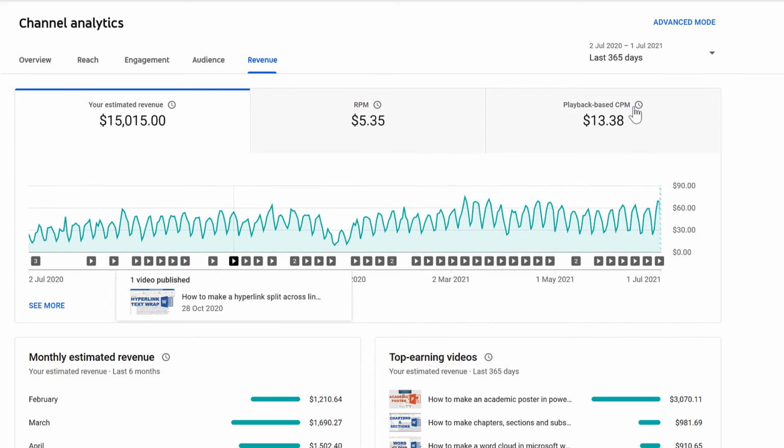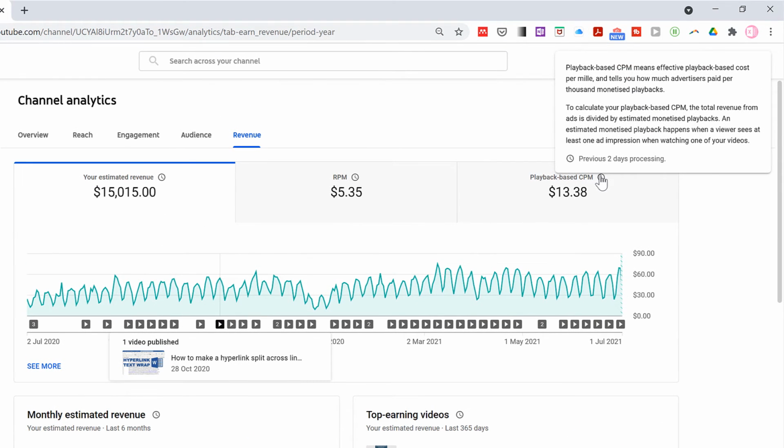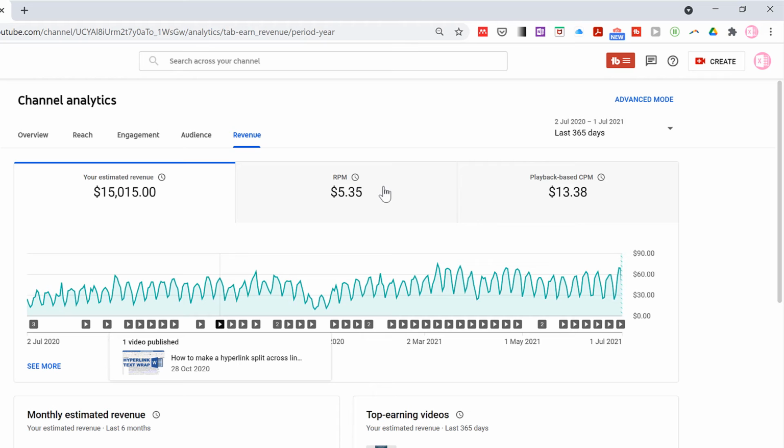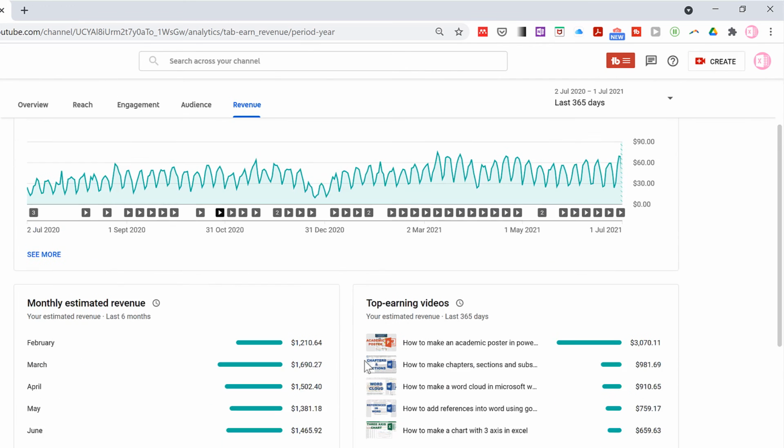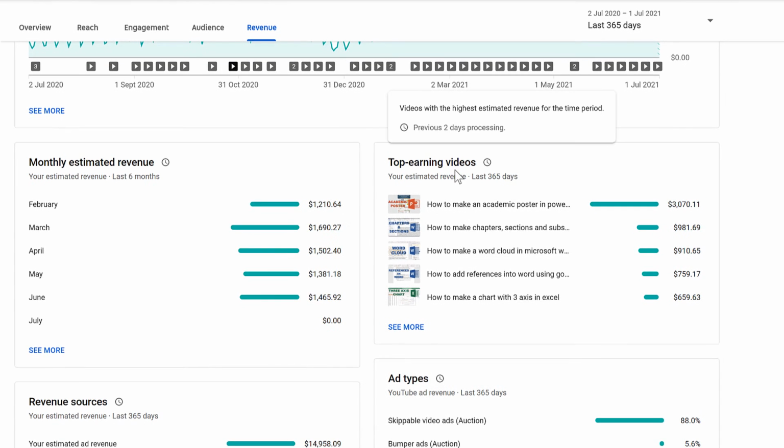And then we also have the CPM, or the cost per mil, which is also the amount of money per 1,000 views, but it's calculated differently, and this also includes the cut that YouTube gets from my videos. So this is the actual amount of money that I get, and you can see that this varies somewhat randomly throughout the year. Then if we scroll down, we can also see my top earning videos.